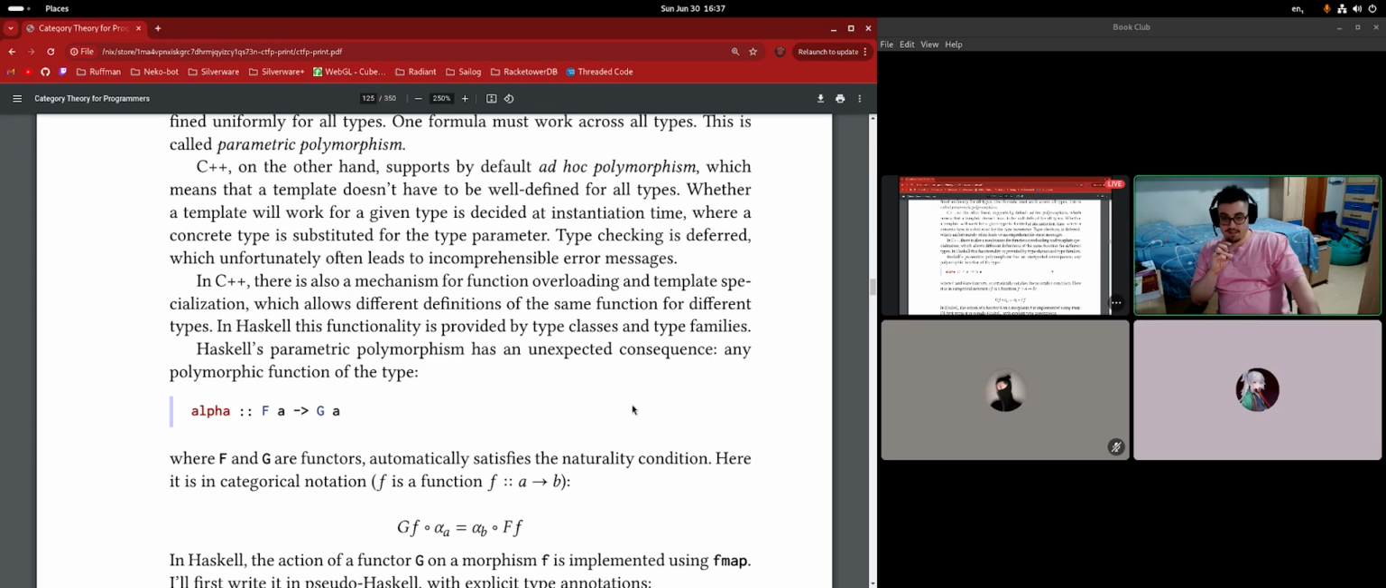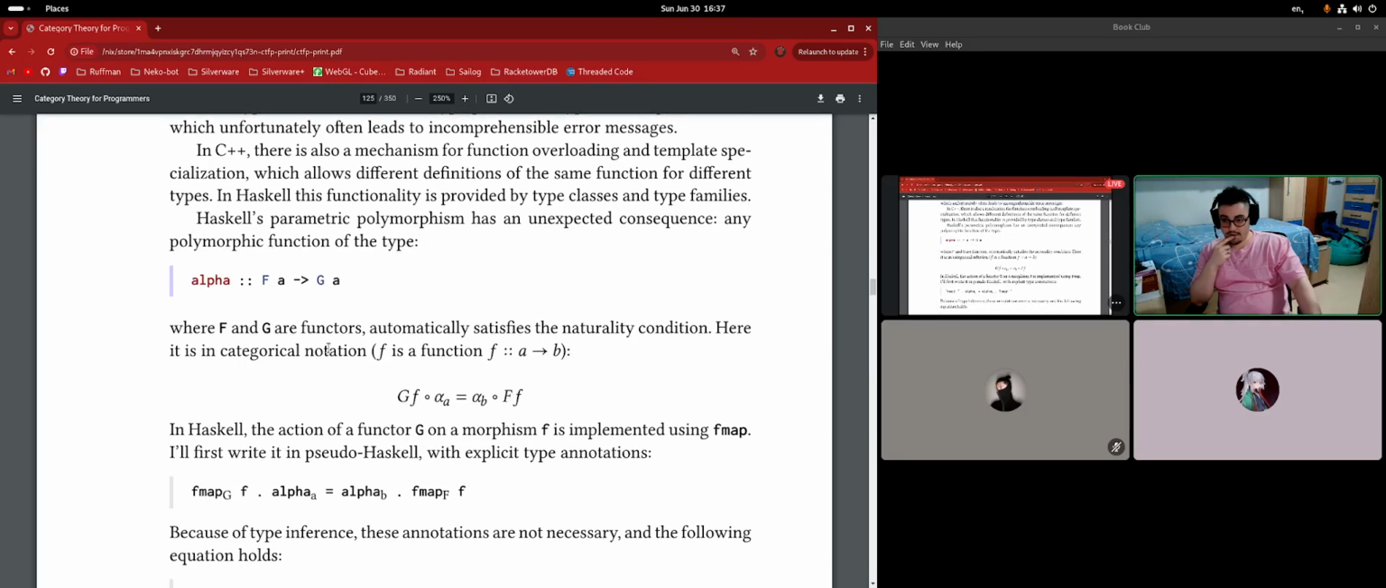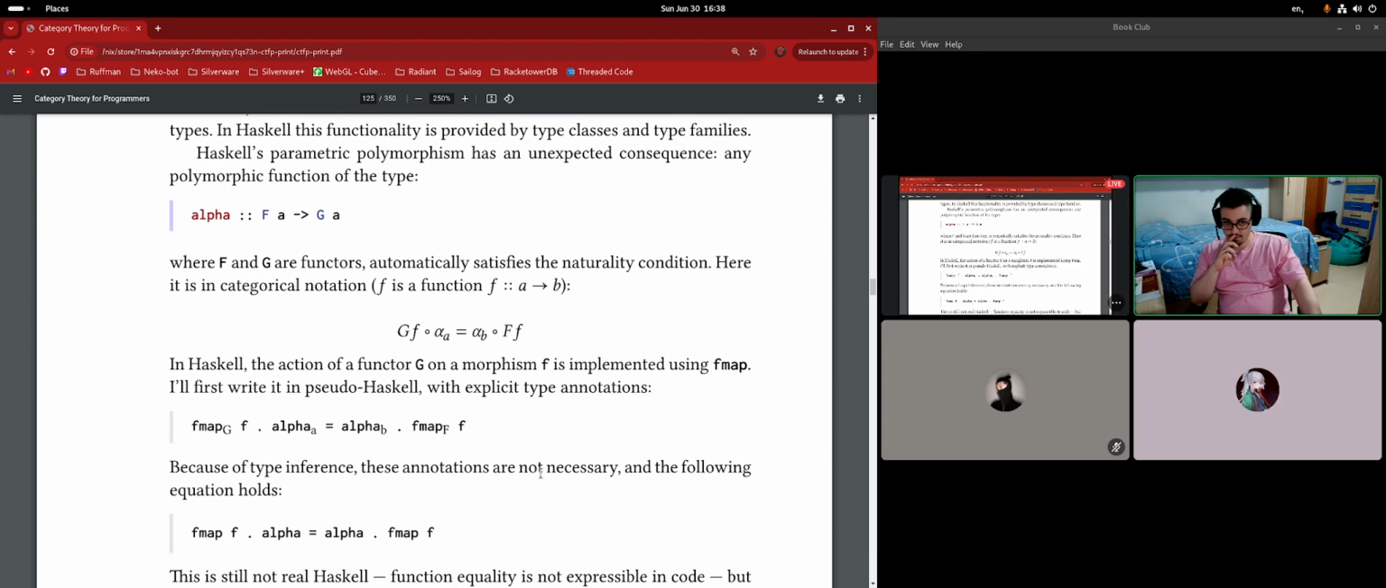Haskell parametric polymorphism has an unexpected consequence. Any polymorphic function of this type, if f and g are functors, which this is not saying, but you can make that restriction, satisfies a naturality condition. So here it is in categorical notation. In Haskell, the action of a functor g on a morphism f is implemented using fmap. I will first write in pseudo Haskell with explicit type annotations. So if you replace g with the fmap thing, you're going to get this out of this, right?